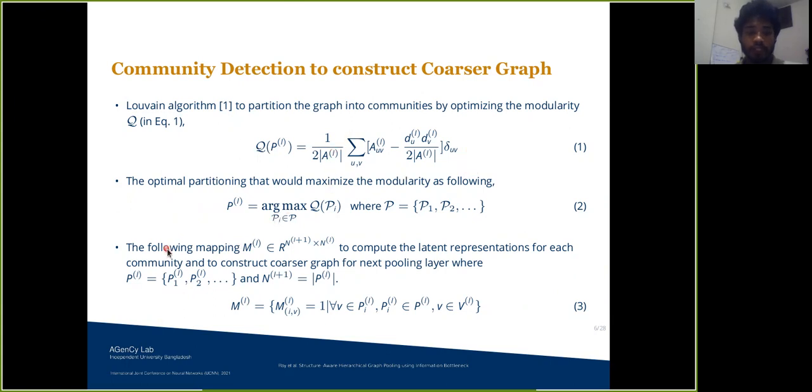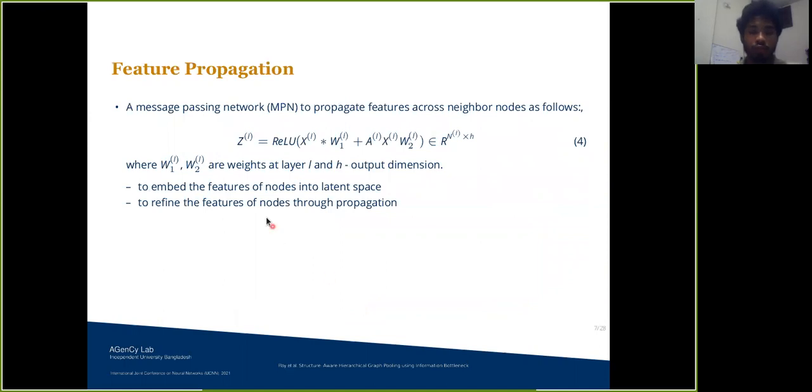After getting the optimal partitioning, we compute a mapping matrix M, where M of i,v equals 1 when node v is in community i. We use a special convolution to aggregate features from neighborhoods, and we use different weights W1 and W2 to give importance to the self feature and the aggregated neighborhood features separately.